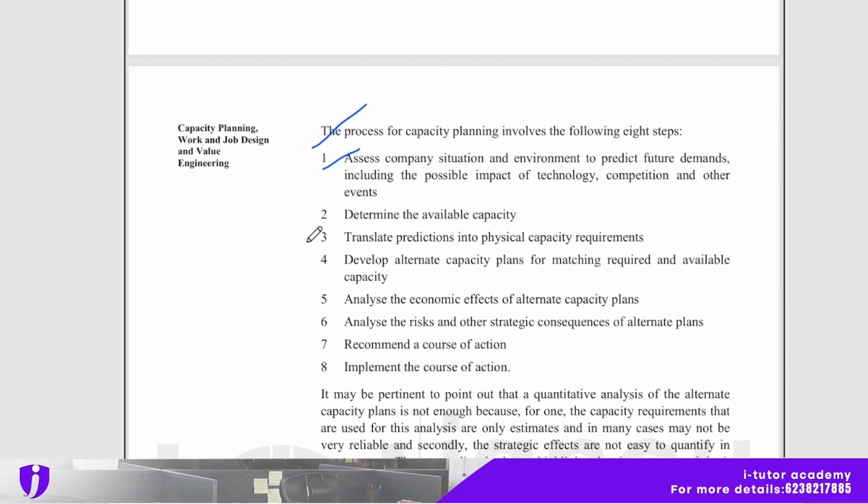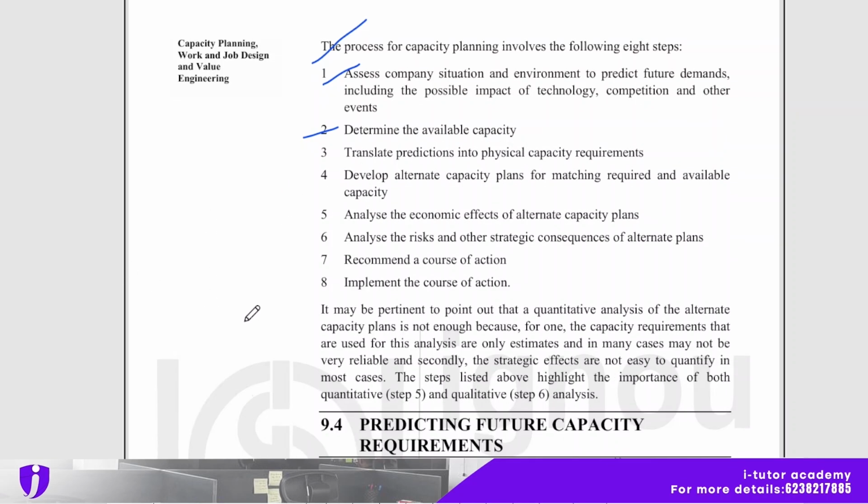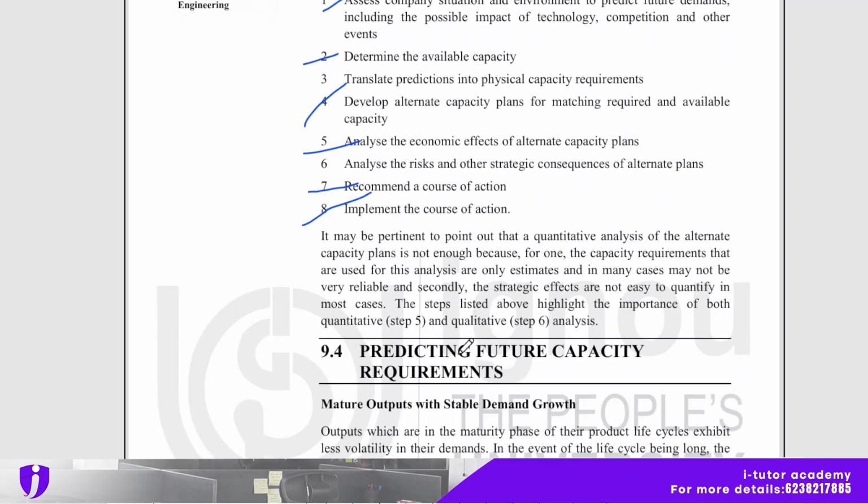One, assess the company situation and environment to predict future demands, including the possible impact of technology, competition, and other events. Determine the available capacity. Translate the prediction into physical capacity requirements. Develop alternate capacity plans for matching required and available capacity. Analyze the economic effect of alternate capacity plans. Analyze the risk and other strategic consequences of alternate plans. Recommend a course of action. Implement the course of action.